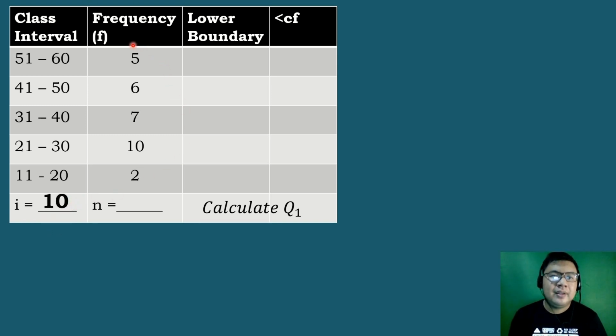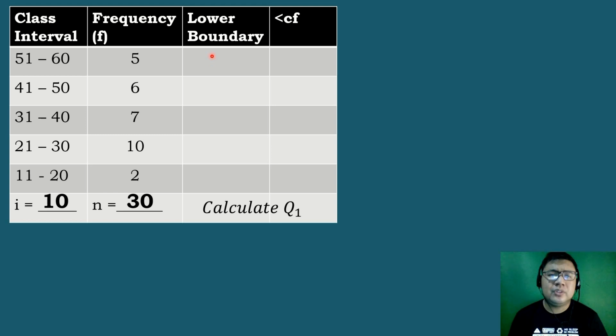And then after that, we will get the total number of frequency. And to solve for the total number of frequency or n, we will just add the numbers located in the column of the frequency. So adding these numbers, 5 plus 6 is equal to 11, 11 plus 7 is equal to 18, 18 plus 10 is equal to 28, and 28 plus 2 is equal to 30. So the total number of frequency or the value of n is equal to 30.